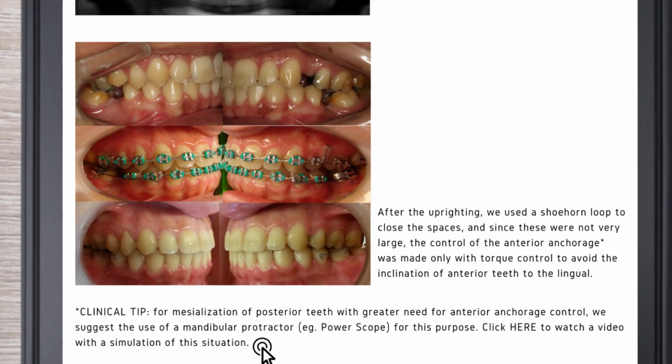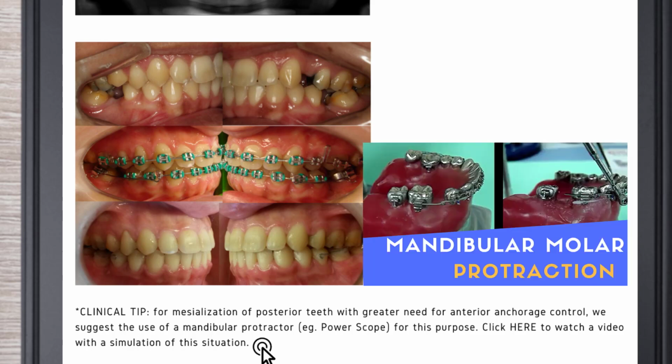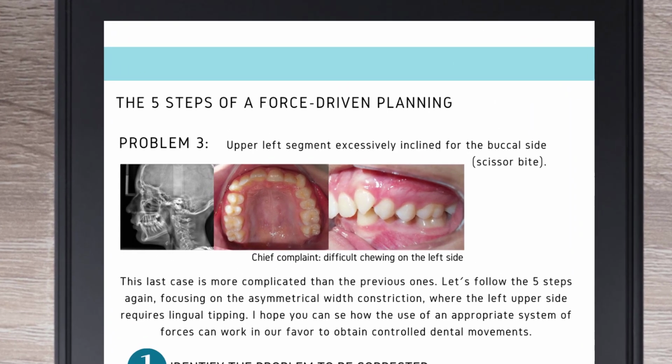As a clinical tip, for the mesialization of posterior teeth with greater need for anterior anchorage control, we suggest the use of a mandibular protractor, for example, a power scope appliance, for this purpose. If you want to see this clinical tip in a video, please check an example of this simulation in the description of this video. Problem 3.